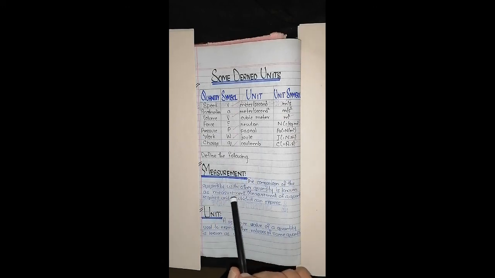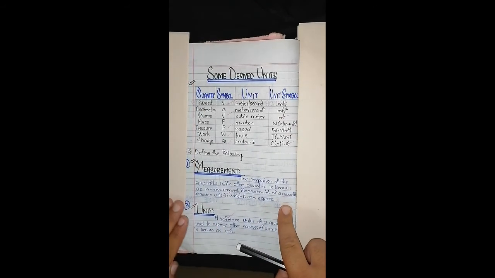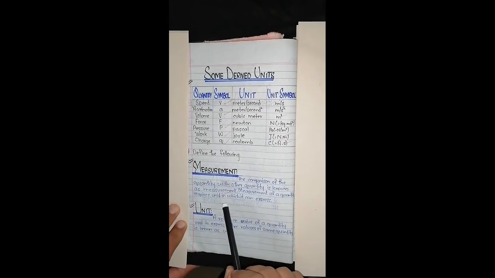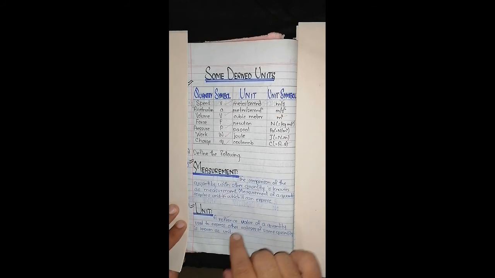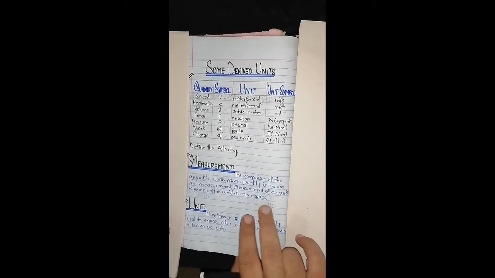Number 1, measurement. The comparison of a quantity with another quantity is known as measurement. Measurement of a quantity requires units in which it can be expressed. This is the definition of measurement. Unit. Number 2. A reference value of a quantity used to express other values of the same quantity is known as unit. This is the definition of unit. Now, definition number 3 is system of units.